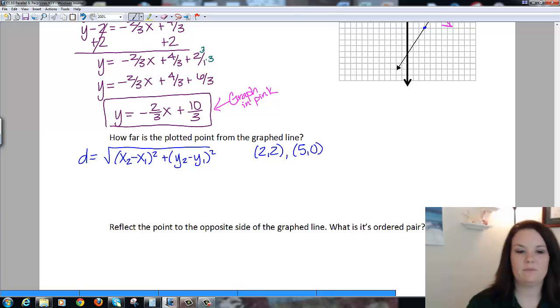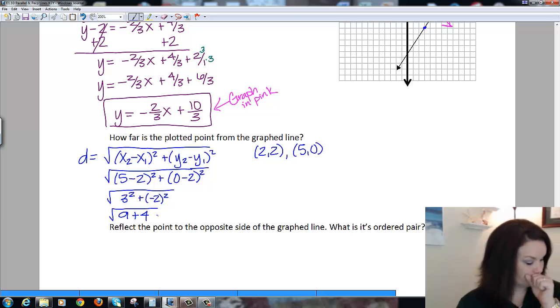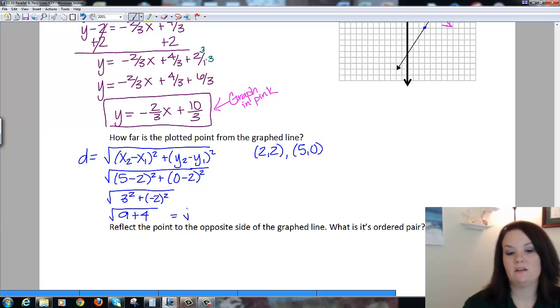Okay, so I'm going to go ahead and plug them in. So I have the square root of my second x value, which here is 5, minus my first x value, which is 2, squared, plus my second y value, which is 0, minus my first y value, which is 2, squared. So I have the square root of 3 squared plus negative 2 squared, which gives me the square root of 9 plus 4, excuse me, which gives me the square root of 13. And then again, we can leave it like that because the square root of 13 doesn't simplify.